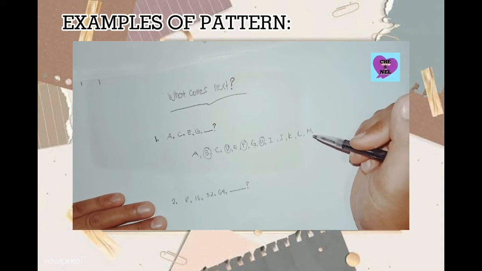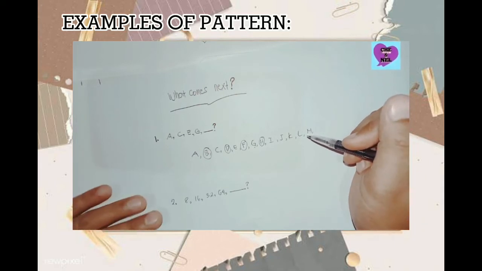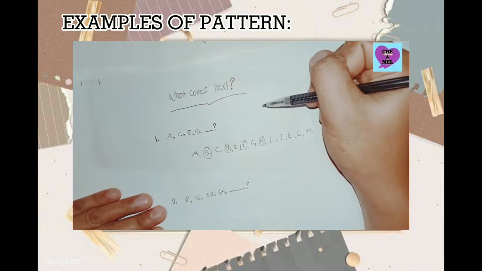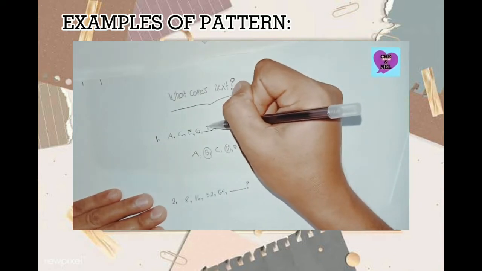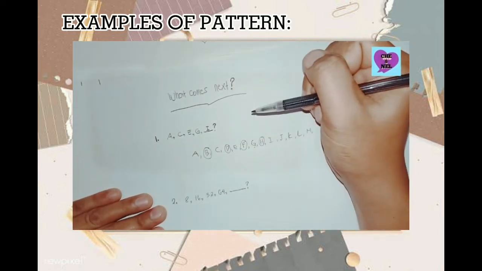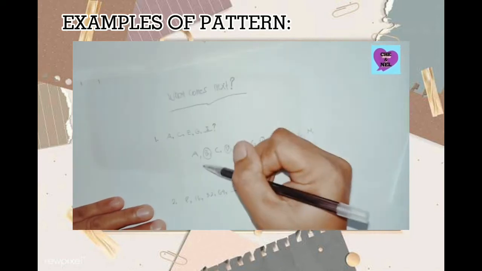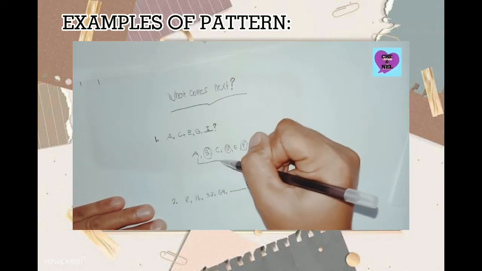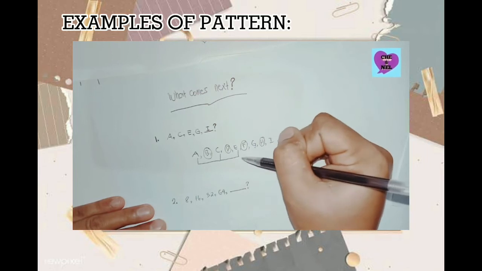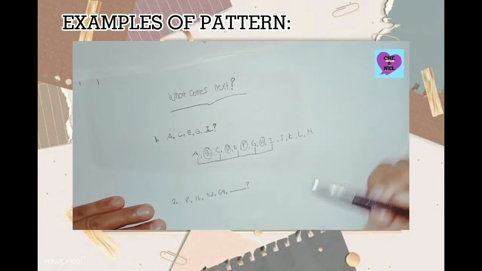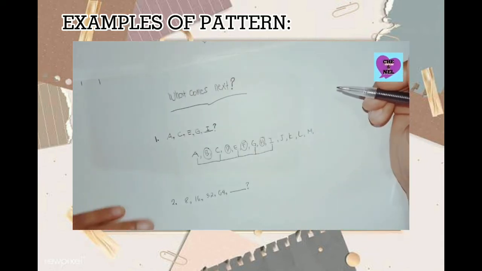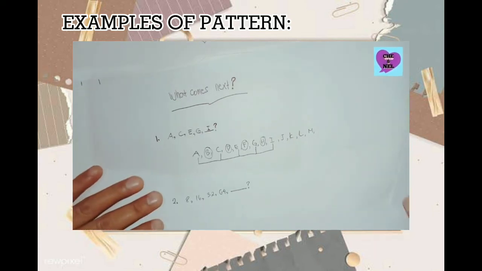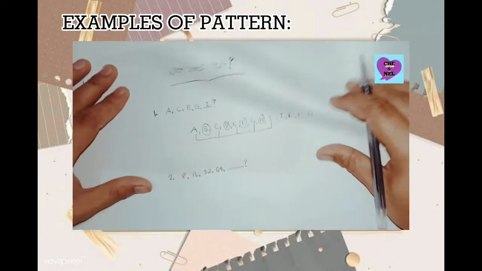This simply means that the item in the blank should be the I, because based on our pattern, we have here A, C, E, G, I. It alternates in pattern. So let's try to take up the number 2 problem.